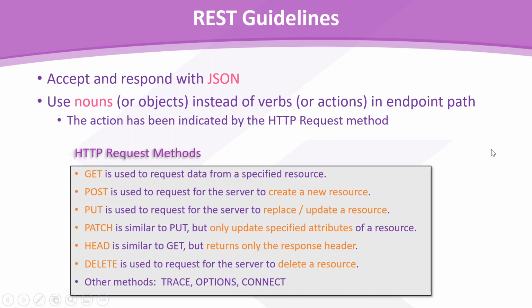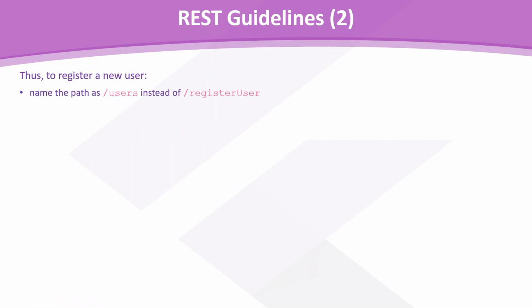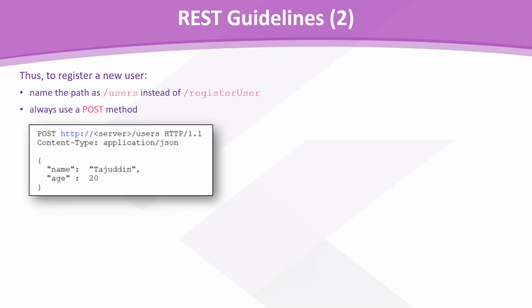Okay, so coming back to our previous example, to register a new user. It is a good way, it is better to name the path as /users instead of register user, because we prefer to use nouns. REST prefers to use nouns. And then since it's something to do with new data, the best method you need to use for this is POST. So the request should look like this: POST, and then /users, then you provide the data for the new user inside the body.